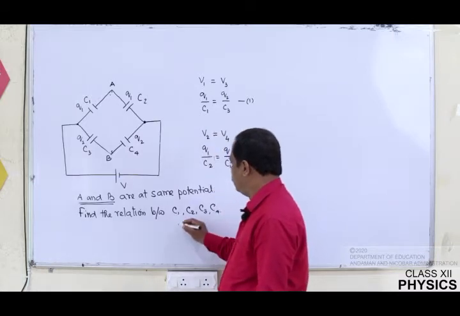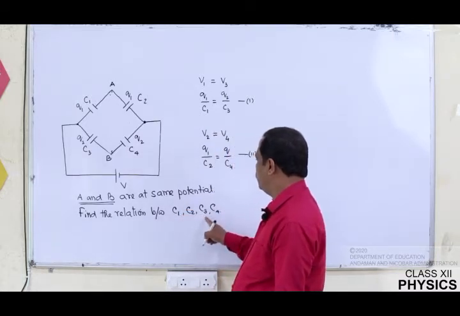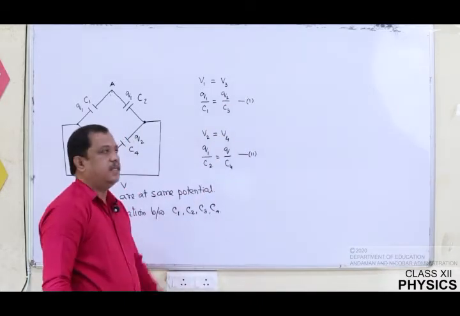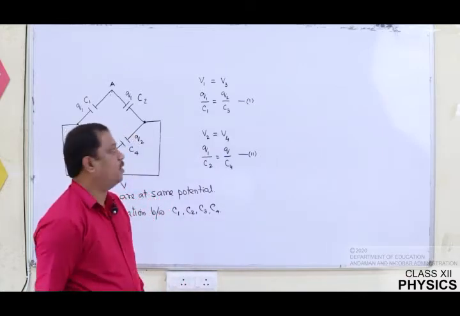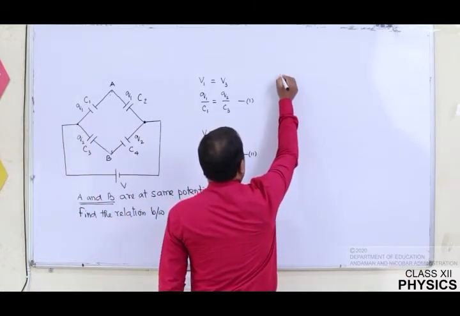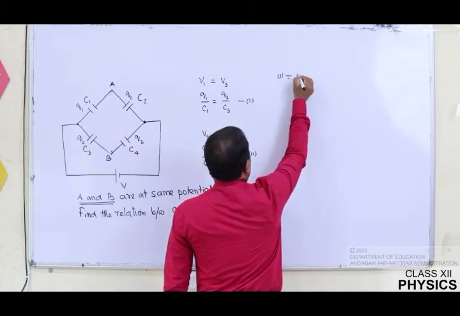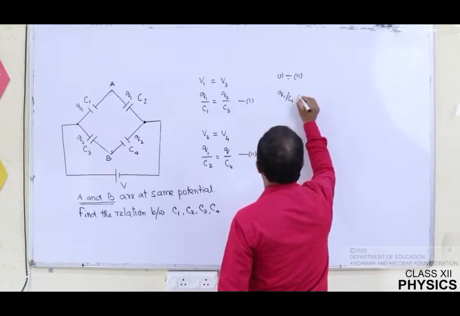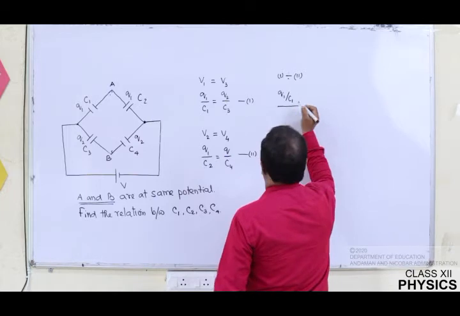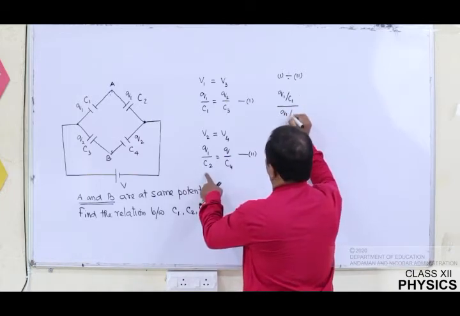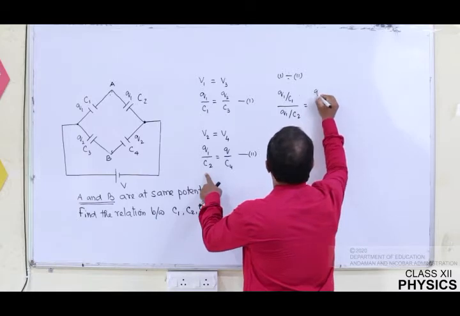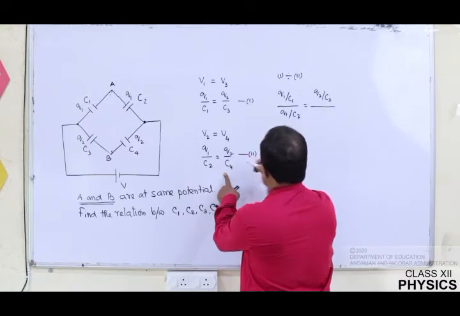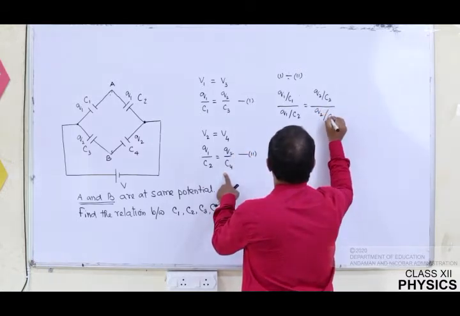Actually, I need to find the relation between C1, C2, C3 and C4. So what I am going to do is, this time I am going to divide either equation 1 by 2 or otherwise equation 2 by 1. So dividing equation 1 by 2, I will have Q1 upon C1 divided by Q1 upon C2 is equal to Q2 upon C3 by Q2 upon C4.